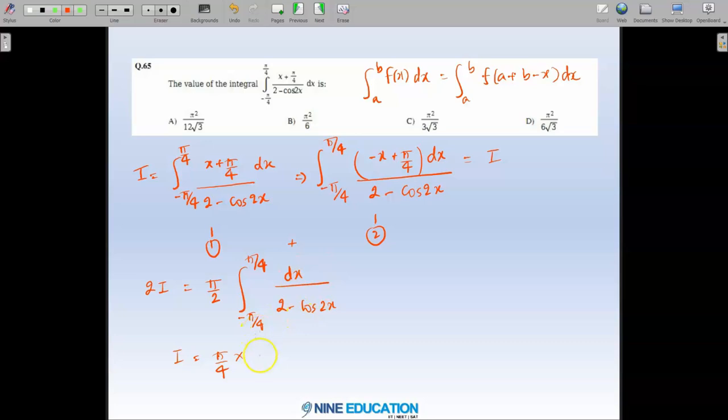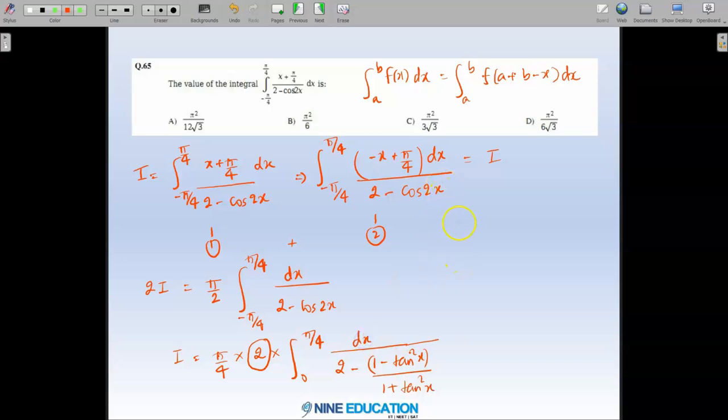correct? So for an even function I can write 2 into the integral from 0 to pi by 4. Minus pi by 4 to pi by 4 changes to 0 to pi by 4 because we have already multiplied with 2 here. And then I can also use the cos 2x formula, which is (1 minus tan square x) divided by (1 plus tan square x), dx. It won't be x by 2, it will be tan square x.